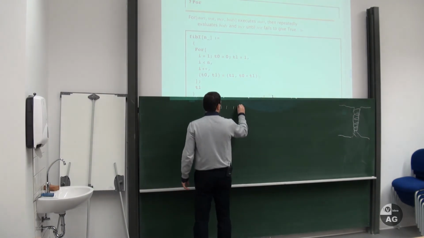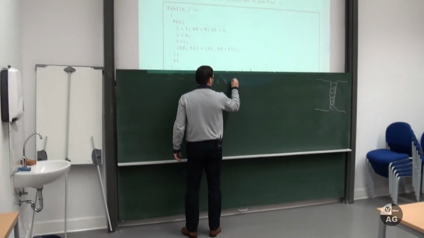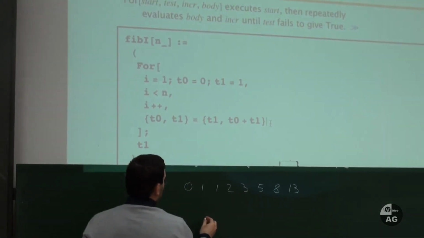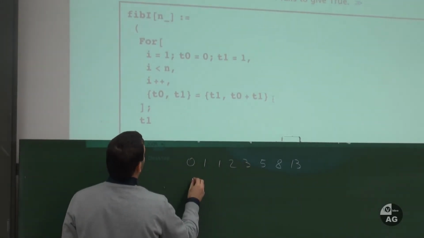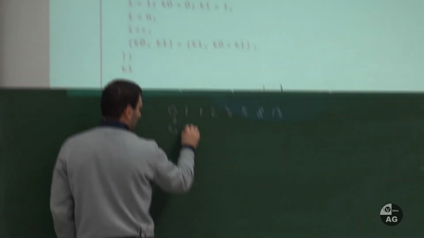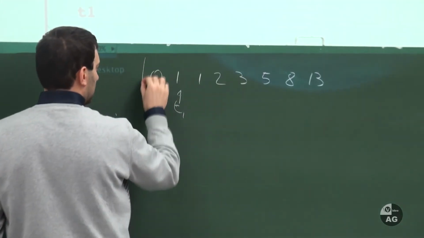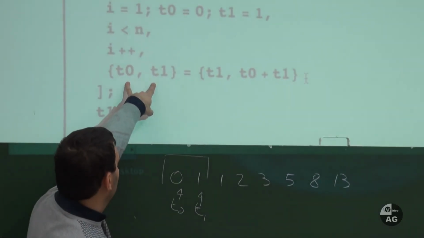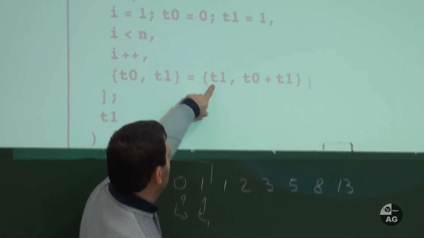0, 1, 1, 2, 3, 5, 8, 13. Let's say that I am at the very beginning. T0 is here, T1 is here. This is my window. Now I have this assignment. What does it do? T0 takes T1.